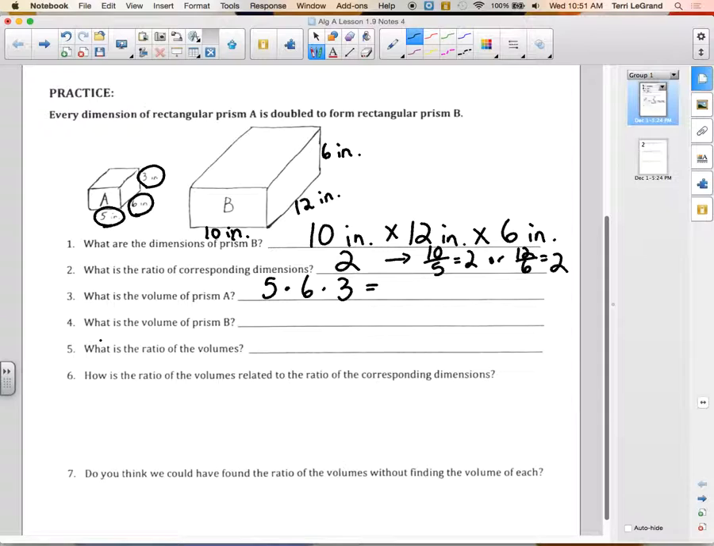5 times 6 is 30. 30 times 3 is 90. And they were inches. Inches times inches times inches. Noah's right, it's inches cubed. So 90 inches cubed.